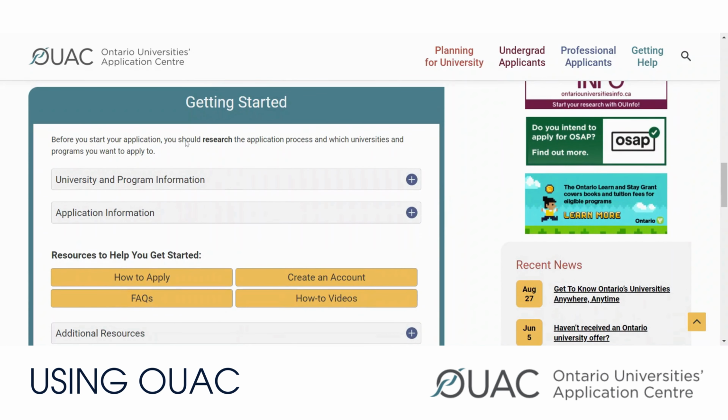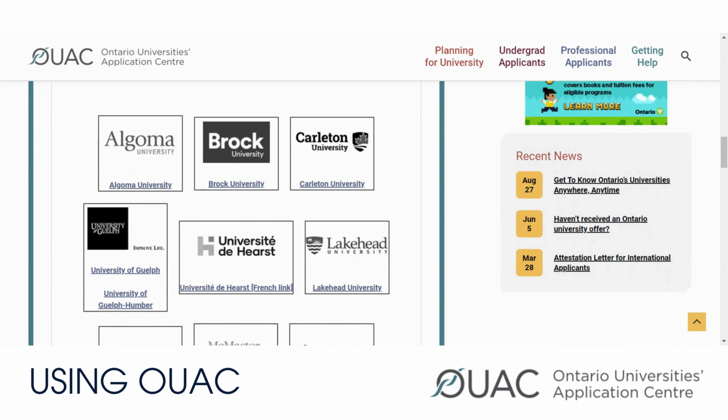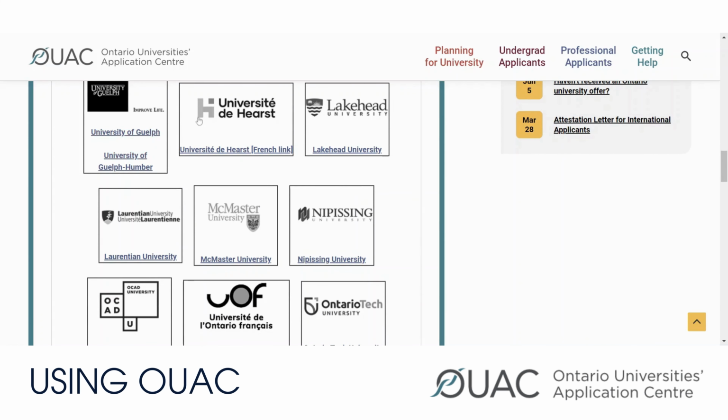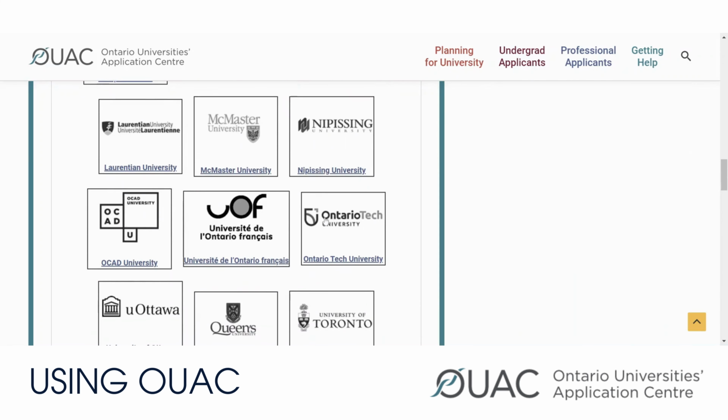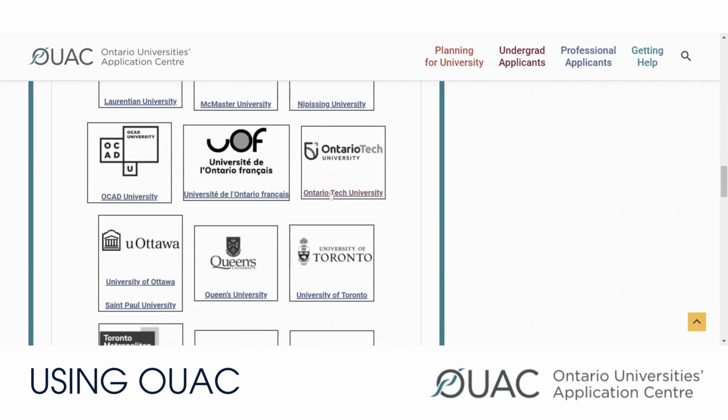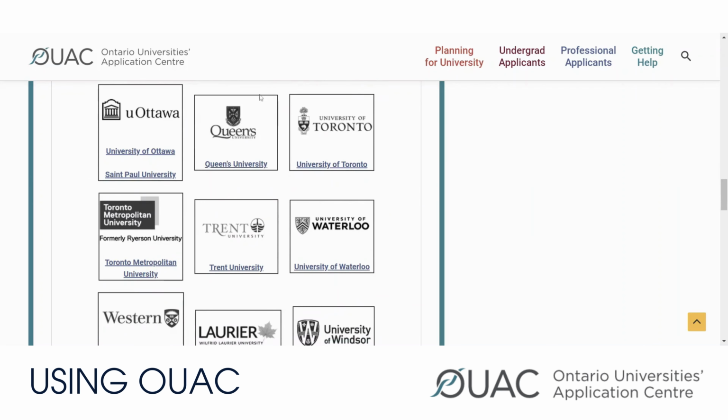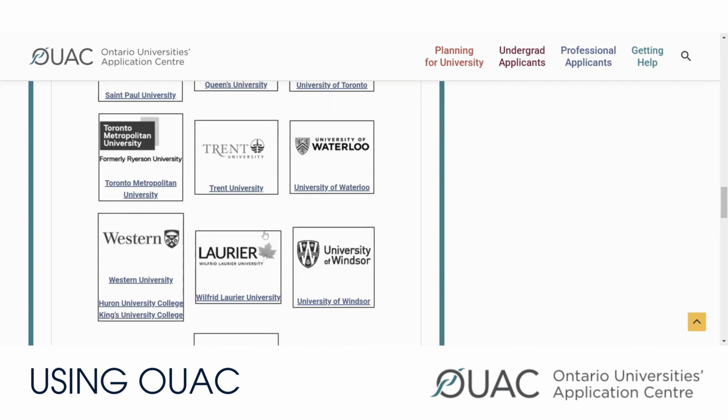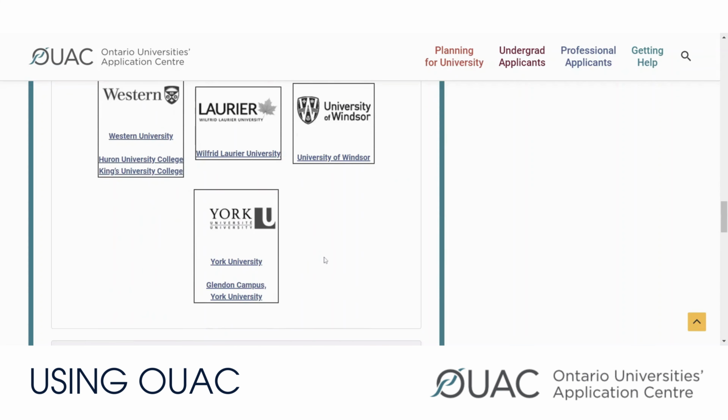Again, it does remind you to research the application process and which universities you want to apply to. So there's lots of universities here. You can see University of Algoma, Brock, Carleton, Guelph. Then there's a French university, Lakehead, Laurentian, McMaster, Nipissing, OCAD, another French university, Ontario Tech, U Ottawa, Queen's, U of T, TMU, Trent, Waterloo, Western, Laurier, Windsor, and York.